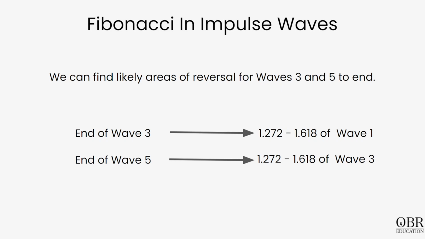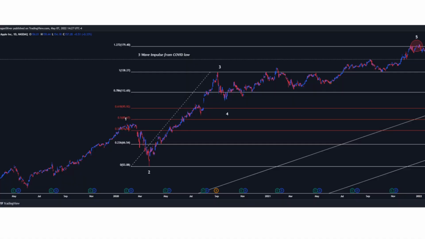Yes, we do. And then same thing here, only with the impulse waves, right? We can find likely areas of reversal for waves 3 and 5 to end in these areas. The end of wave 3, or the 1.272 and the 1.618 extension of wave 1, or the end of wave 5, which is the 1.272 or 1.618 extension of wave 3. Beautiful. Examples here momentarily. Perfect.